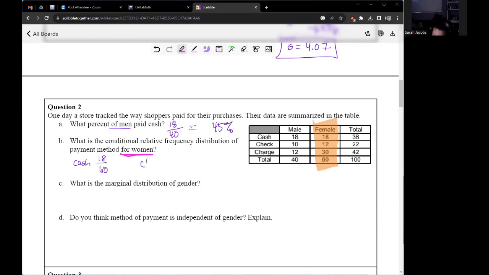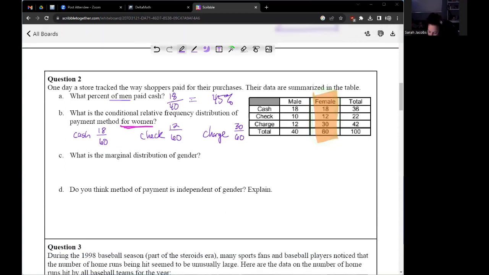The check was 12 out of 60. And the charge was 30 out of 60. And you can get those into decimals, percents, whatever. I'm just going to leave them right here for now. Those are fine. That's a relative frequency, the value relative to the whole, conditioned on female.